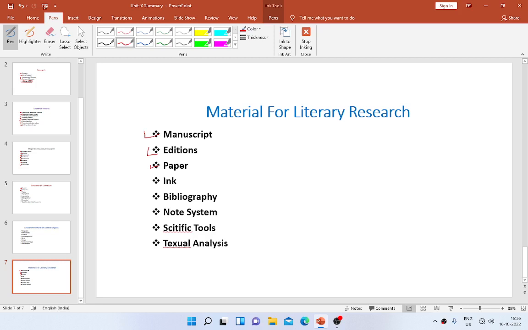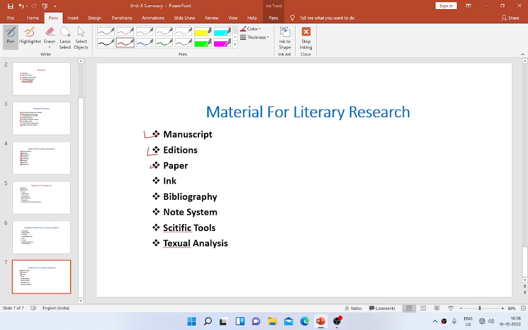Once we come to know the date of the paper of a text, we can assume that the text was written after the date. The next point about which we must discuss, that is ink. Ink is the third important part of the materials.